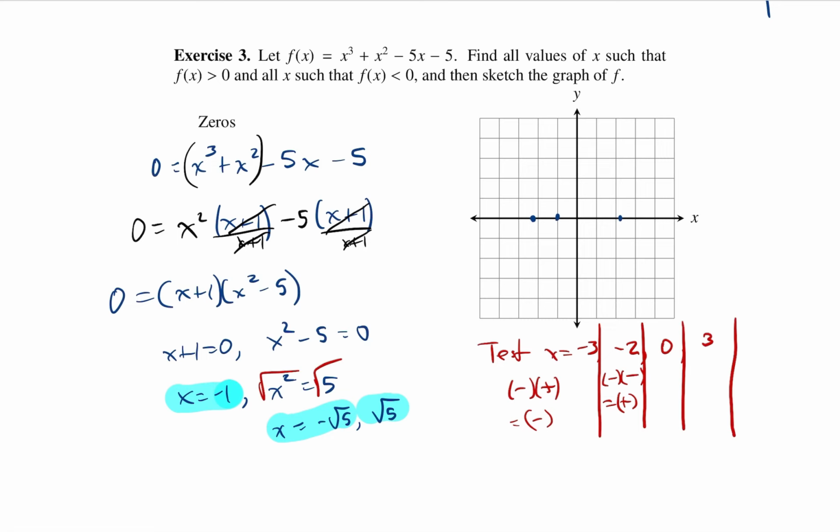And then between 0, I recommend just plugging it into the original function. So 0, 0, 0, you're going to get negative 5. So it's going to be negative again.